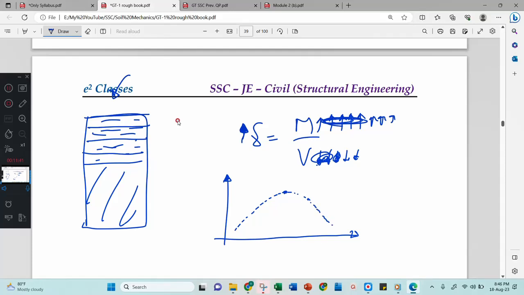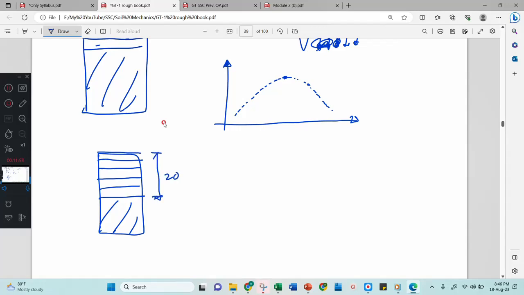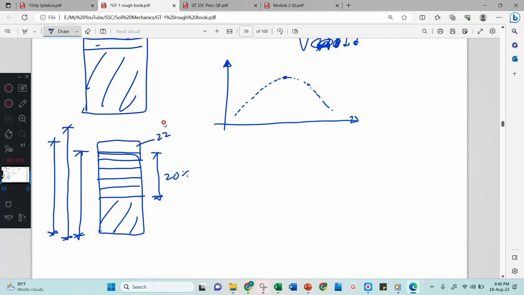Why does density start decreasing? Because look here, these are your solids: 4%, 8%, 12%, 16%. When you have added 20% of water, then after that, if you add further water, it becomes 22%. Your earlier mass was this much, and later the mass is increased. Sorry, mass is increased and volume is also increased. Then again mass is increased and volume is also increased.